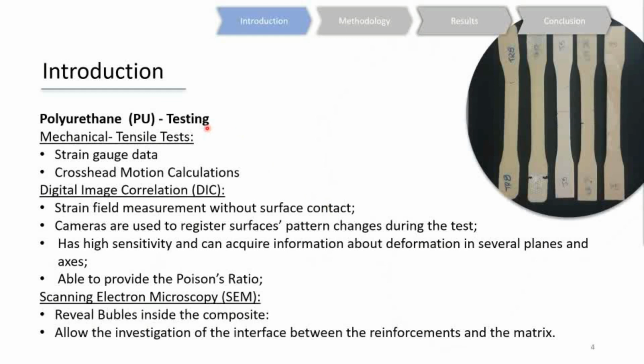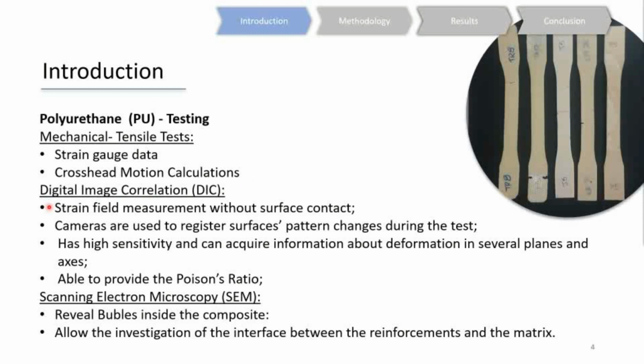To determine some of the mechanical properties of these materials, the tensile test is the most used due to its great ease of application and the flexibility of the method. However, conventional methods such as the use of strain gauge data or crosshead motion displacement may not provide detailed information about the strain field or be unable to calculate the material's Poisson ratio. Thus, digital image correlation methods are a promising alternative. This is a method that measures the strain field without contact with the specimen surface.